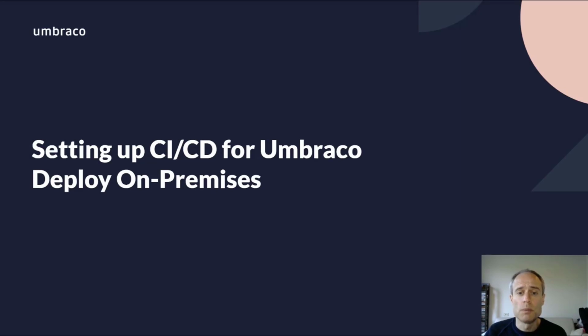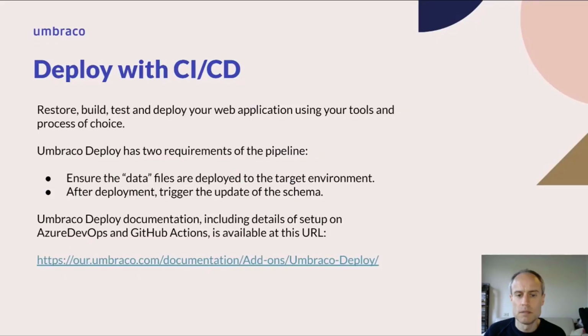Umbraco Deploy is a tool that will help you in your schema migrations through environments. But in order to work in an automated fashion, there are a few requirements of your source control and your CI/CD pipeline. An important first point is that these requirements don't dictate the use of a particular build and deployment solution. Whether it's Azure DevOps, GitHub Actions, TeamCity, Octopus Deploy or something else, we'd expect you to continue to be able to use the tool and tools of your choice.